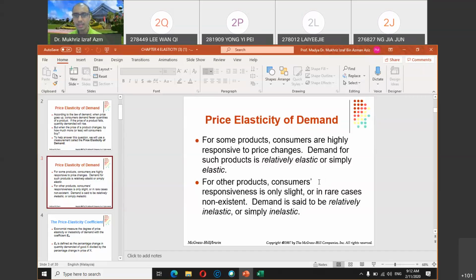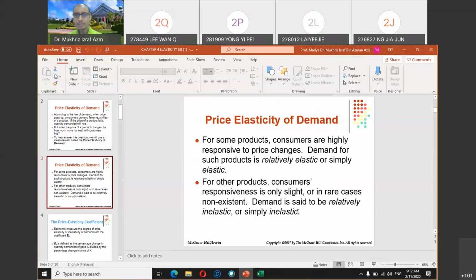But if that shop almost every month has a sale, then regardless of how many percent of sale the shop gives to the consumers, you don't expect consumers to go and buy a lot from that particular shop.